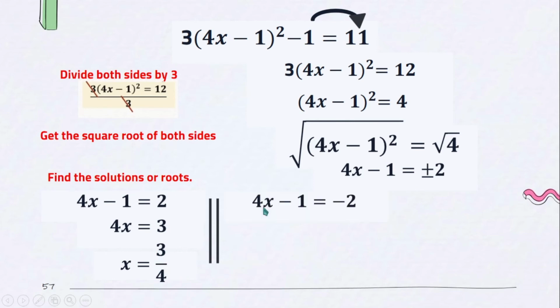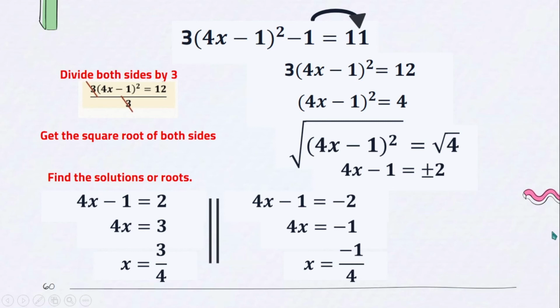On the other side, 4x minus 1 is equal to negative 2. 4x is equal to negative 1. Why? Because we add again the 1 on the other side. Divide again both sides by 4. So we will now have x is equal to negative 1 over 4.